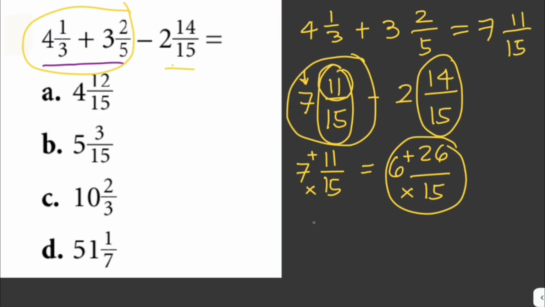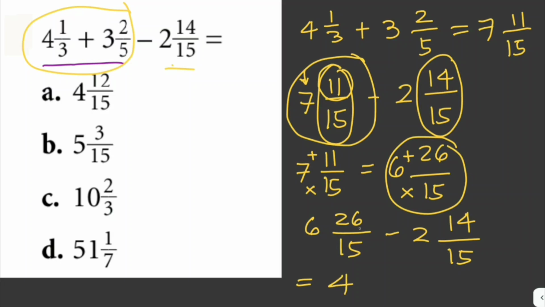So this is 6 and 26/15 minus 2 and 14/15. Since they have the same denominators, we can just subtract them directly. So we subtract the whole numbers: 6 minus 2 is 4. 26 minus 14 is just equal to 12/15. So the answer here is letter A.